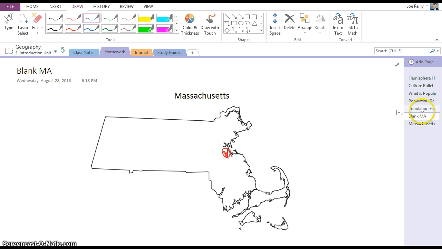Let's go with our first factor, which was climate. Okay, let's say weather. If you're in Boston during the summer, the weather's pretty nice. So where do you think a lot of people are going to live? This is the Atlantic Ocean.